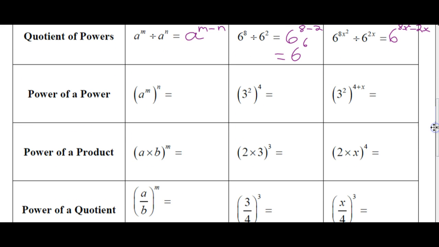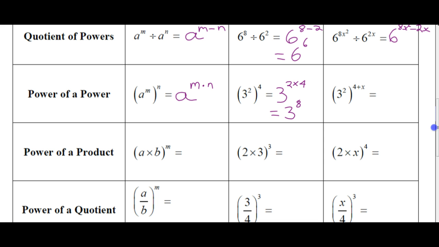Power of a power. If you raise a power to a power, what do you do with the exponents? Multiply. So this is a to the m times n. Okay, and times can be denoted by an x, can be denoted by a dot, or just by writing the 2 letters together, mn. So 3 squared to the 4th is? Yeah, so 3 to the 2 times 4, which is 3 to the 8.